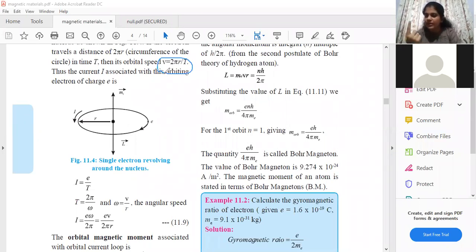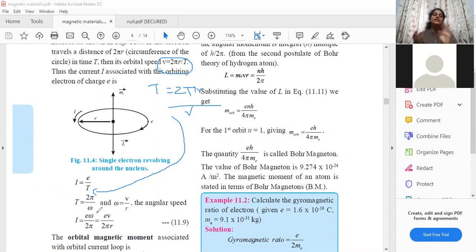Distance is the circumference. So what we can do is, if I keep T on one side, I will have 2 pi r upon v. Yes or no? If I cross T and v's position, I will have 2 pi r upon v. And now this value I can directly put here in I is equal to E upon T, rather than getting omega and everything involved. So here keep T on one side, 2 pi r upon v, substitute it over here. You will get the same thing.